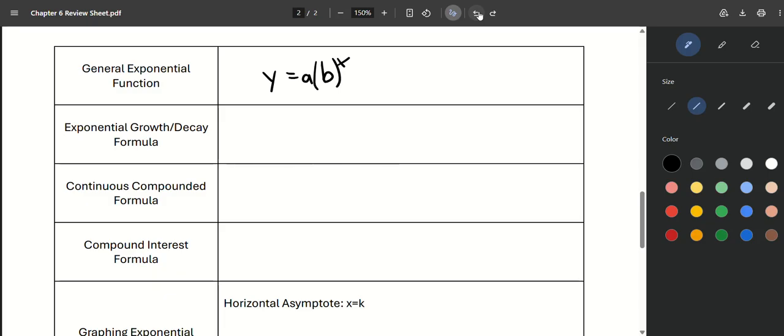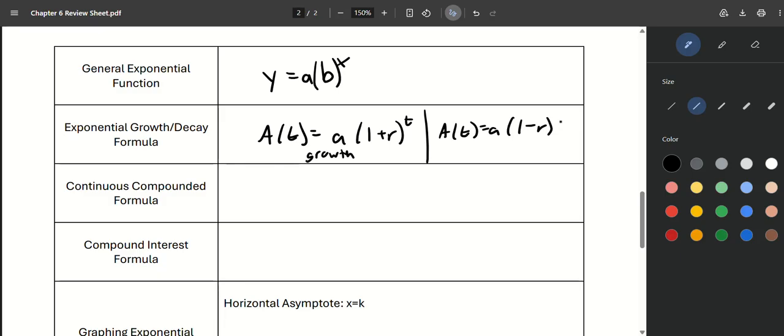Okay, exponential growth and decay formula. Who knows it? Starts with A of t. 1 plus, 1 plus r. Yes, to the t. 1 plus r to the t. So is that growth or is that decay? Growth. How do I write my decay? Yep. 1 minus r to the t.